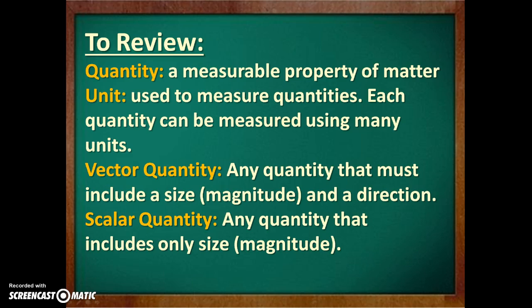Vectors are any quantity that must include a size or magnitude and a direction. And that direction can be given as positives or negatives, north, south, east, west, up, down. It doesn't really matter as long as everybody understands what direction you're talking about. Scalar quantities are any quantity that includes only size or magnitude.